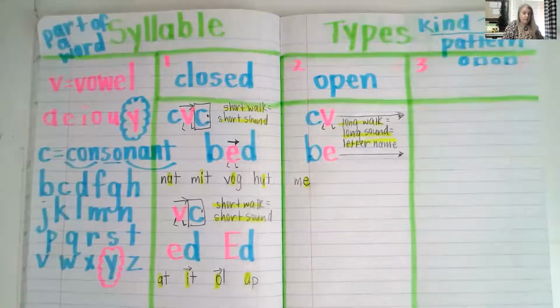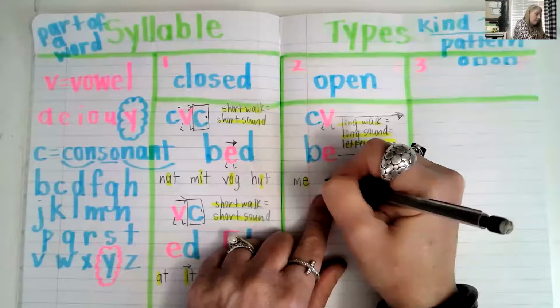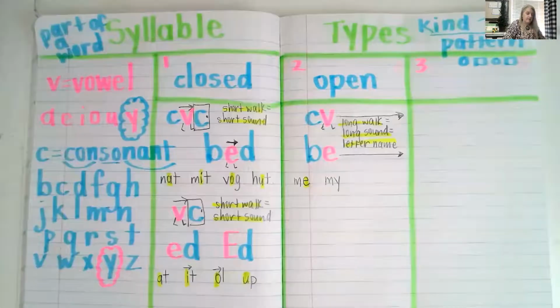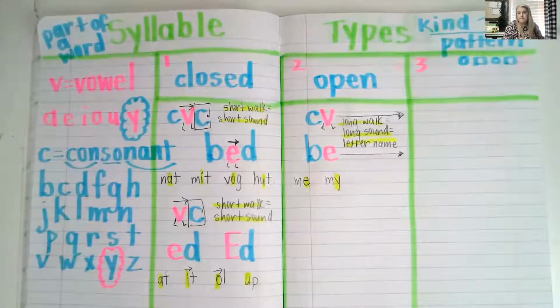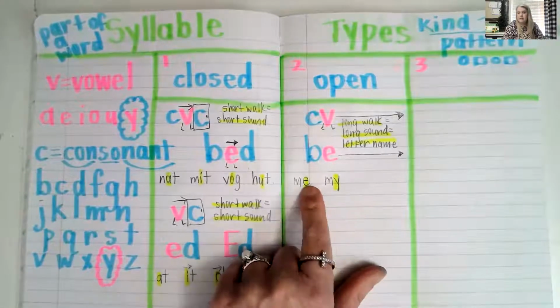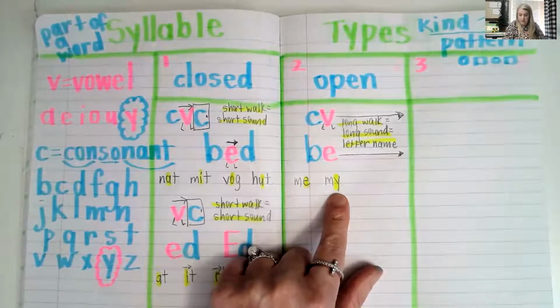Now, remember, Y can act as a vowel. How about my? So what's the vowel it's acting like here? Me, not me. There's my. My, oh my. How about if it's a syllable?